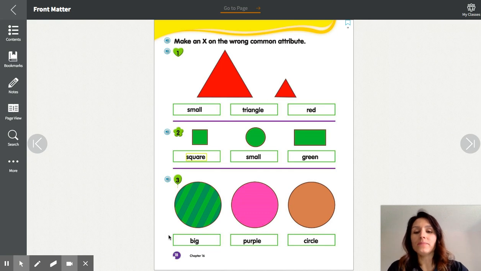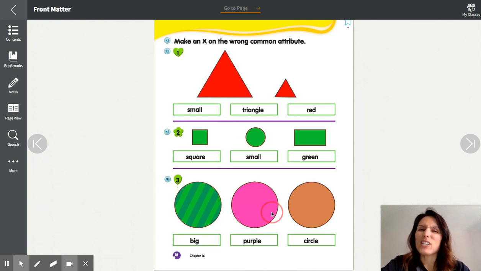The last one on this page says, are all of these shapes big? Yep. Are they all purple? Well, is that the color purple? Nope. This one? Kind of a pinkish purple. What about this one? No. So that is not true. Let's check the last one, though, just to be sure. Circle. Well, they are all circles, so it turns out that they are not all purple. So you're going to put an X through this word that says purple. Great job, boys and girls.